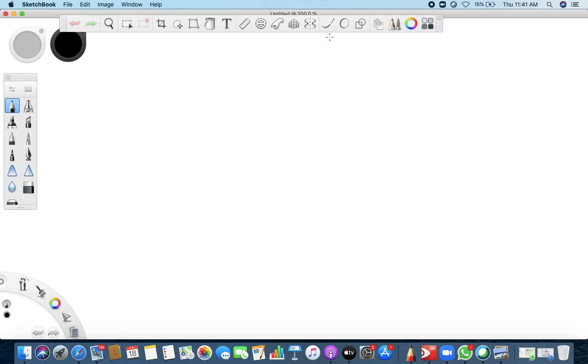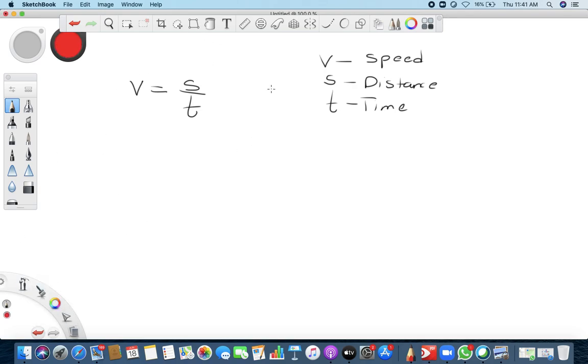The first formula we learned is of speed, that is distance upon time taken. So what is v? We can call it speed. s is distance and t is time. And the SI unit is meter per second. I'll write down again the SI unit. So the SI unit is meter per second.